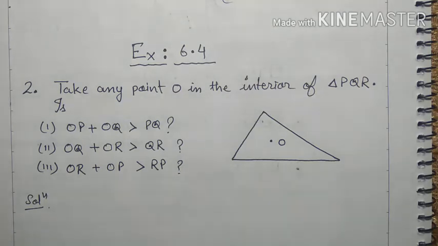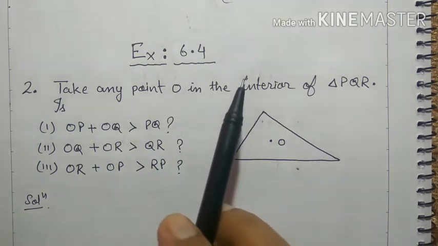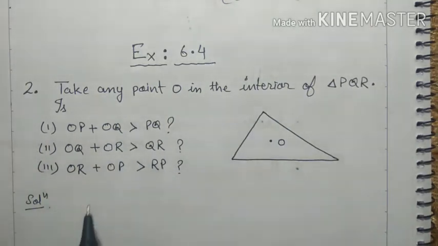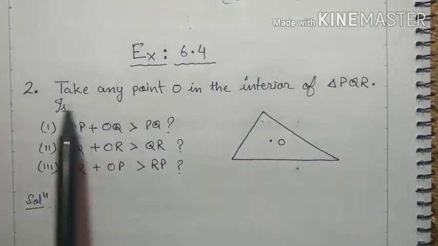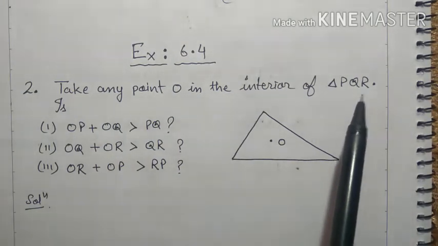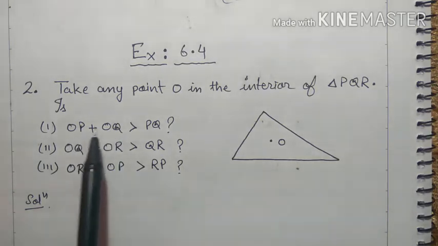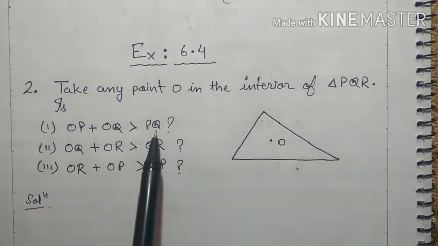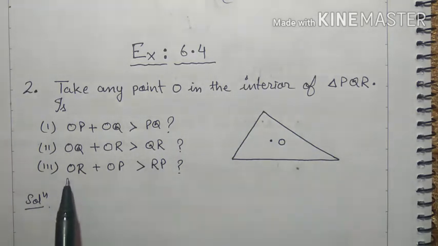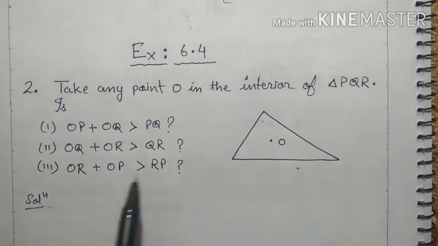Now students, let's check the application of the properties that we have recapped. For that we have to start exercise 6.4. Question number 1 you have done. Now come to question number 2. The question is: take any point O in the interior of triangle PQR and check whether OP plus OQ is greater than PQ, whether OQ plus OR is greater than QR, and the third one, OR plus OP is greater than RP.